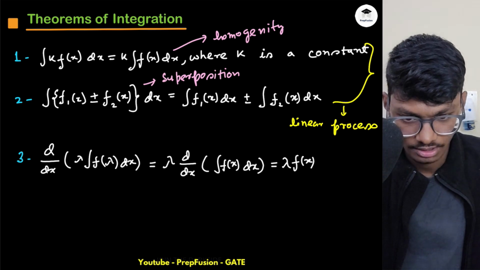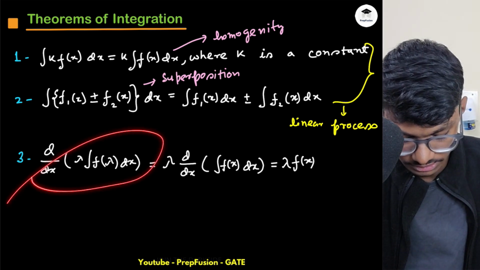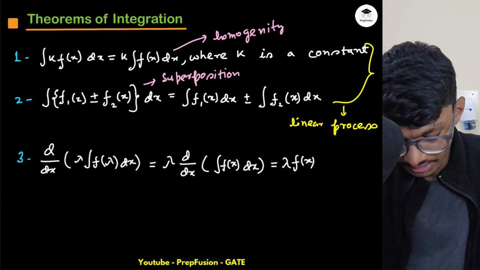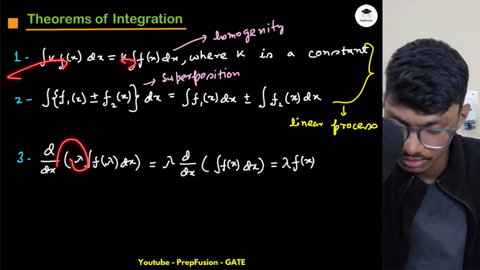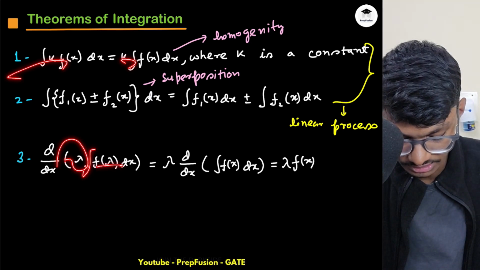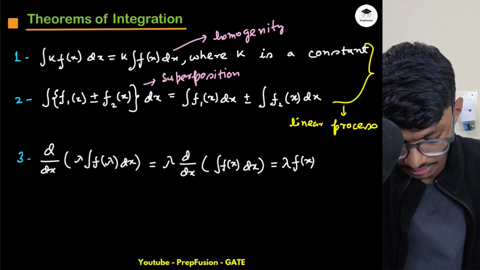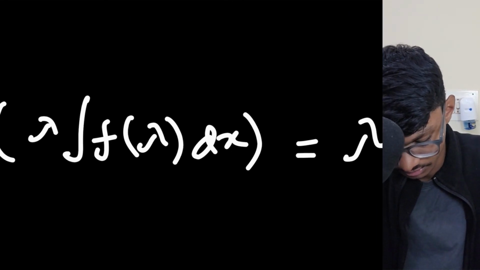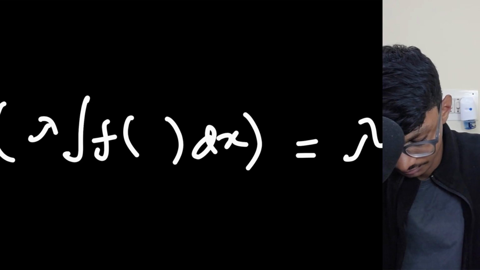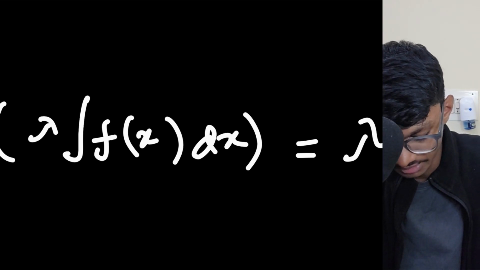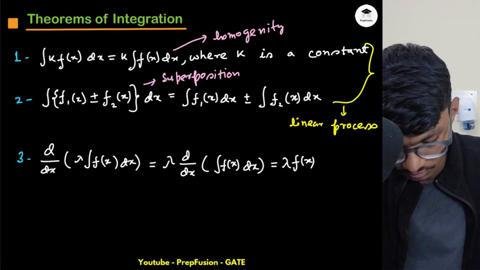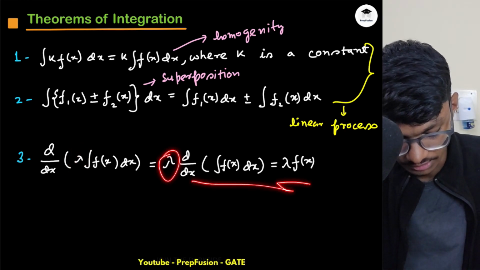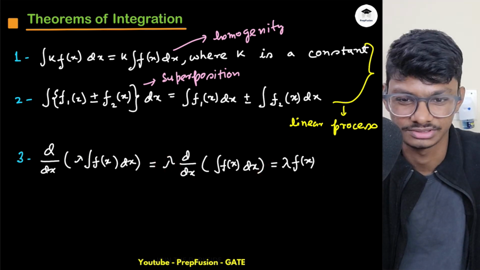Okay, and now, if I have a constant inside the integration, I can take it outside. If I have a constant and an integration like this, f of lambda, I can bring this lambda outside. Actually, this is not lambda, this will be x. So I can simply bring the constant outside, as it is a constant, and then simply differentiate. Nothing much new to this.